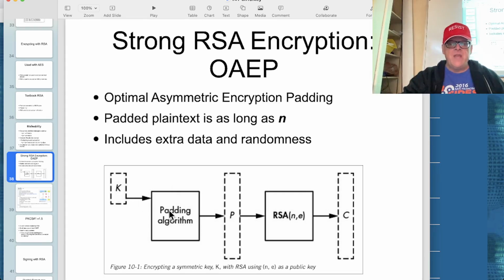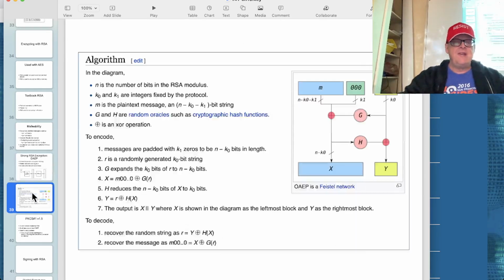So what you do is you run the key through a padding algorithm, make a big block of padding, and then you run that through RSA to make ciphertext. And this includes extra data and randomness, so even if you have the same plain text come again, you'll get a different answer. That's typically how it goes.